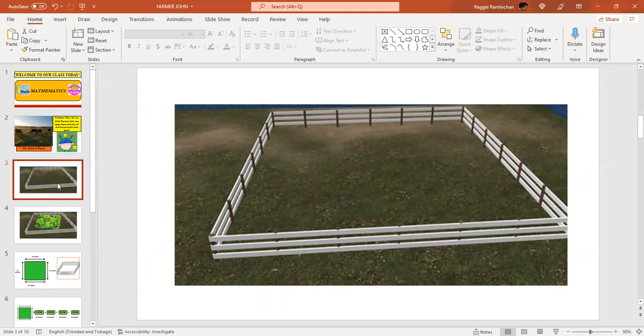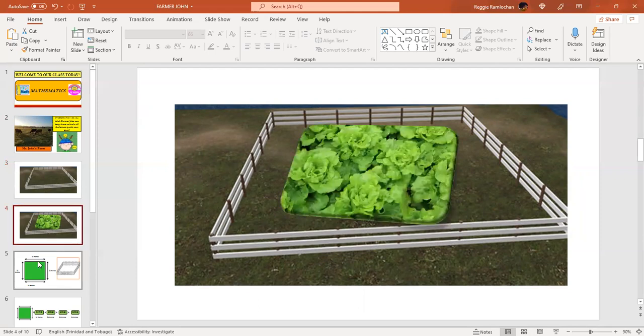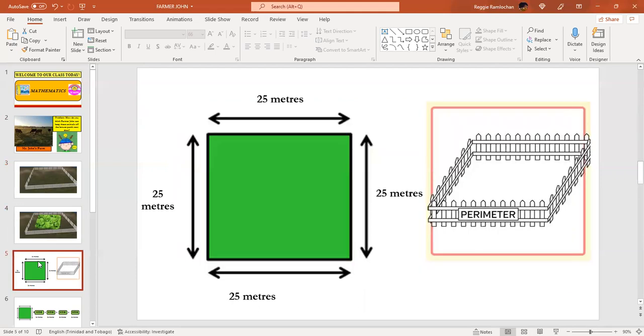Miss, well, a square has 4 equal sides. So all the sides are the same. Right, excellent. So we have a square, there are 4 sides, and we established there are 4 equal sides. So I have measured each of the sides, and we are seeing on the slide here that each side is measured to be 25 meters long. So if each side is 25 meters long, how do we calculate the amount of materials needed?